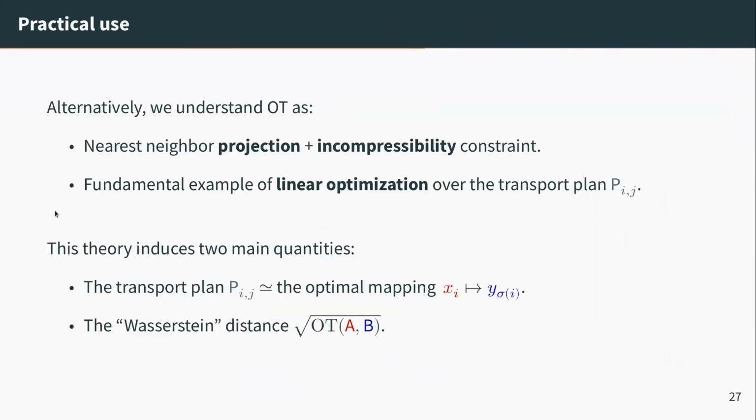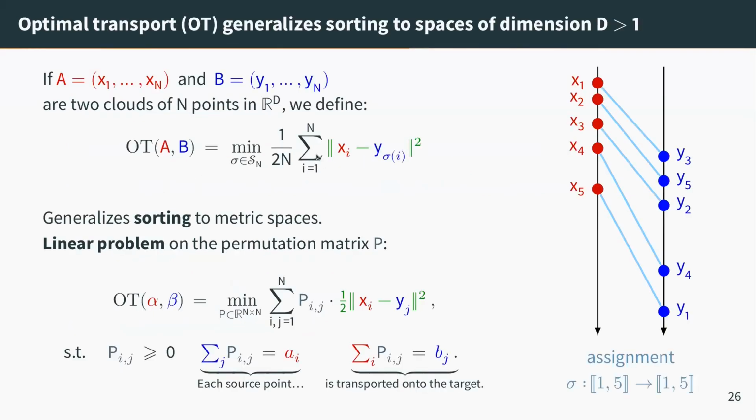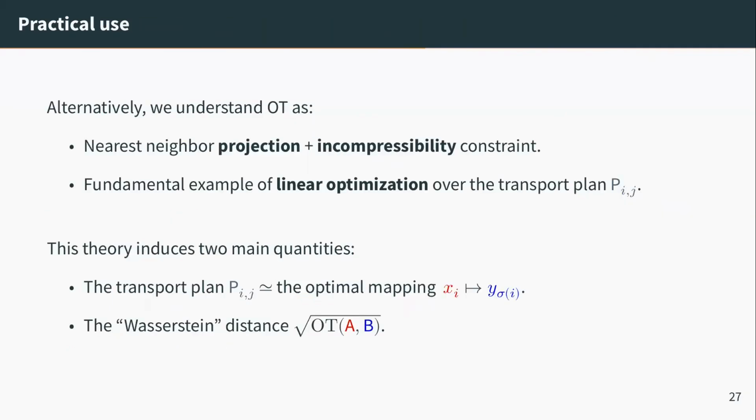So alternatively, you can understand optimal transport as nearest neighbor projection with a constraint of incompressibility. Sigma is essentially a nearest neighbor projection with a constraint that it should be bijective. So you cannot send two points to the same location. You cannot squash your source point cloud onto the target. You have to spread mass evenly.